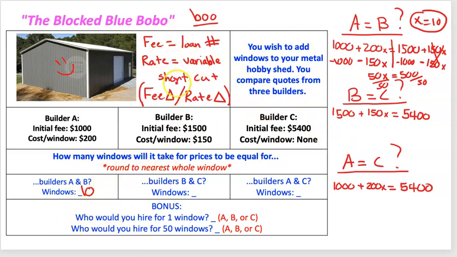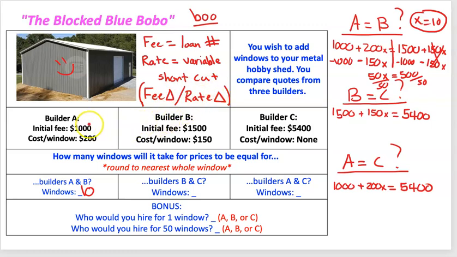Okay, so the shortcut, students, for these types of problems is if you want to figure out where 2 things are equal, usually what's going to happen is going to be 2 different fees and 2 different rates. This little symbol stands for change. You take the fee change, or the change in the fee, divided by the change in the rate. I'm not sure if I'm supposed to put a shape in front or shape behind, but whatever, it's too late, I already wrote it down. So the change in the fee over the change in the rate.